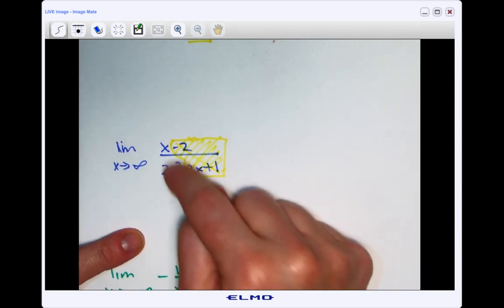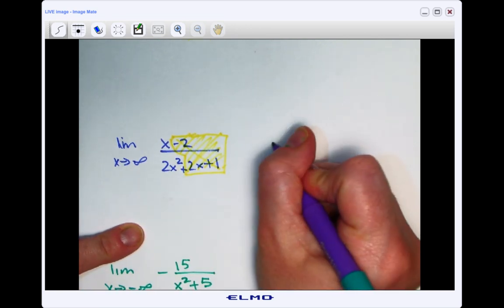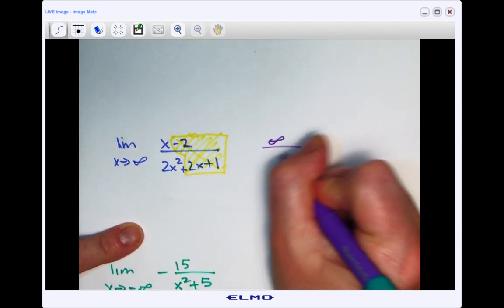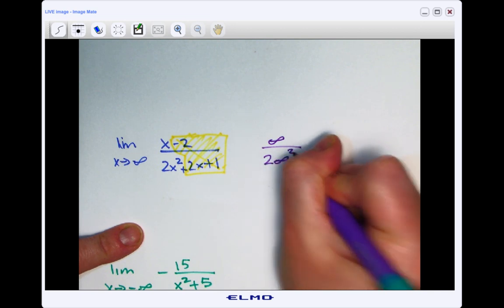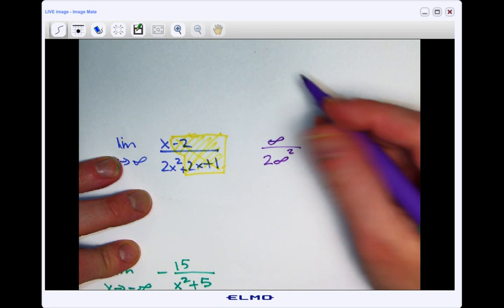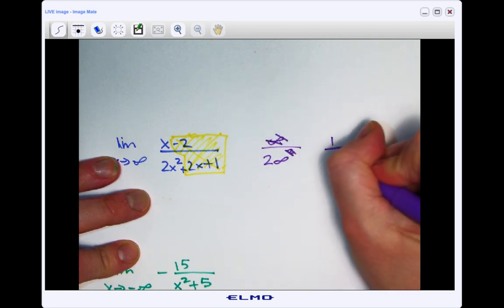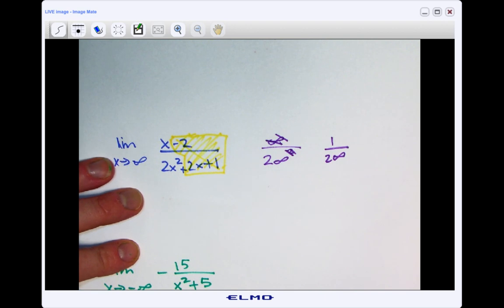So I'm really only going to be thinking about the leading terms. This is the activity I'm doing in my brain, even if I'm not writing it out. This is kind of what I'm thinking about. What's going to happen is this will cancel and this will cancel. So it's like having 1 over 2 times infinity. Well, what size is that fraction? It's super, super small, right?